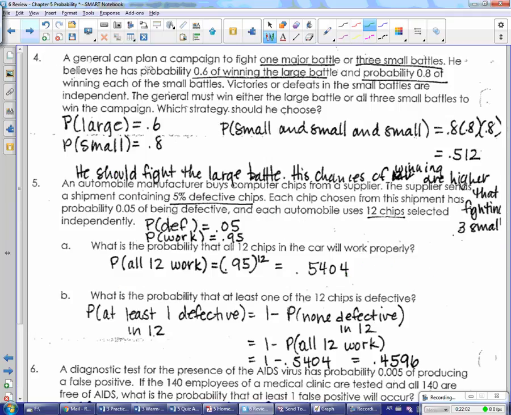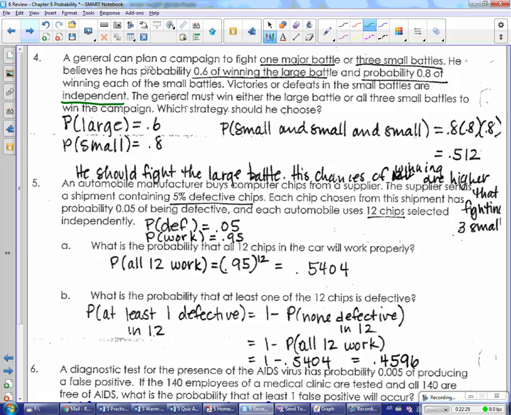Okay. I'm going to let you just go ahead and take a look at numbers 4 and 5. You're given some probabilities about the likelihood that a general can win a battle. The probability that he can win a large battle is 0.6. The probability that he can win a small one is 0.8. He must either fight 1 large battle or 3 small battles.